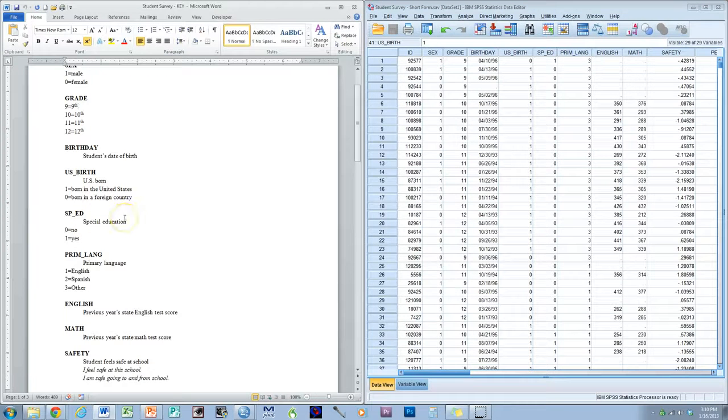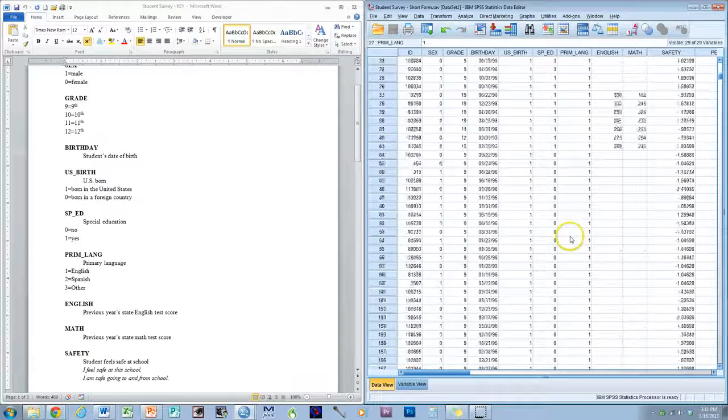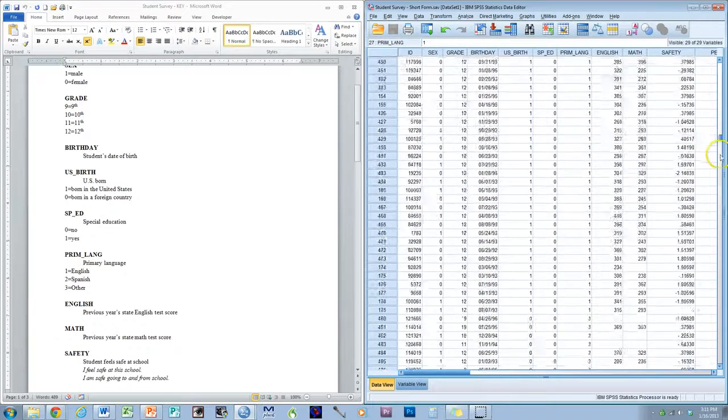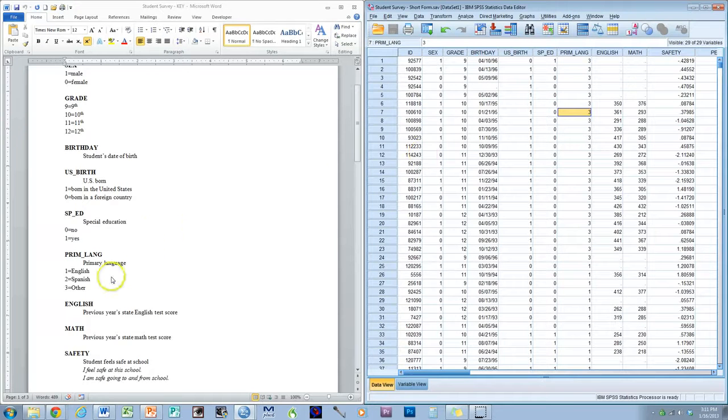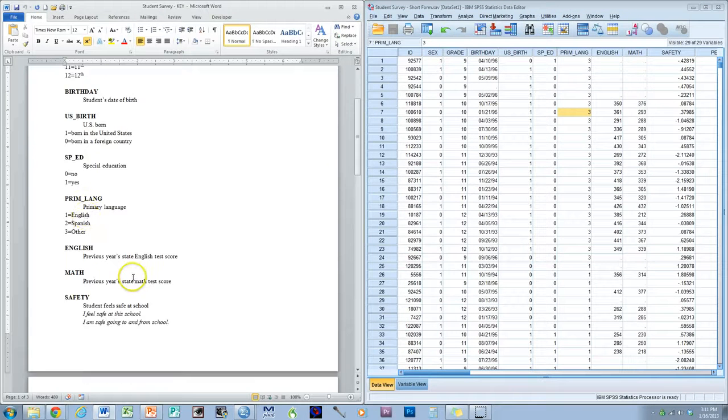Special education, this means they're in a special education class. 0 is no, 1 is yes. The next one is primary language. So 1 means that their primary language is English. 2 is Spanish. I think I've got them in that order for some reason. And then 3 is some other language other than English or Spanish.